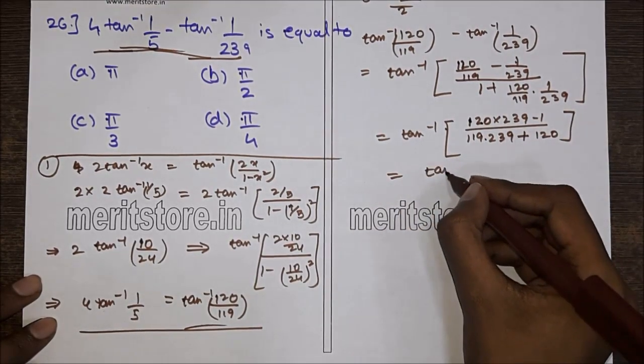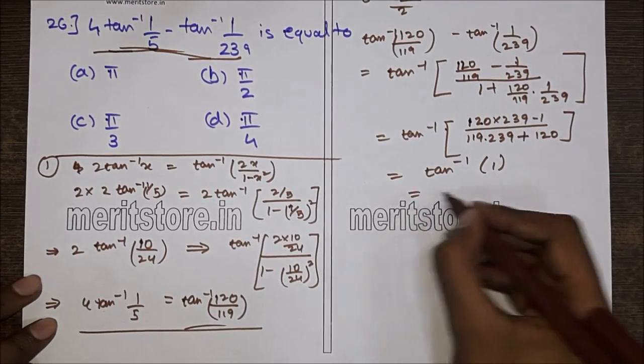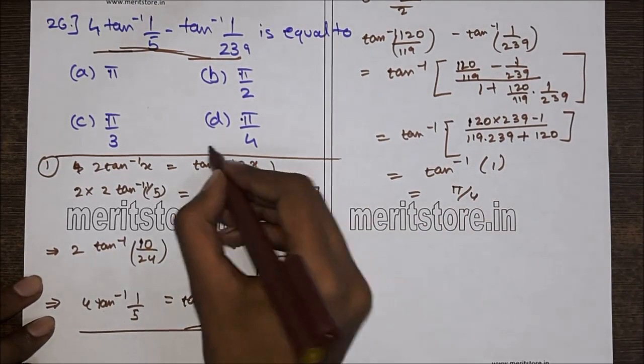So this turns out to be tan inverse of 1, that is pi by 4. So the answer is D, pi by 4.